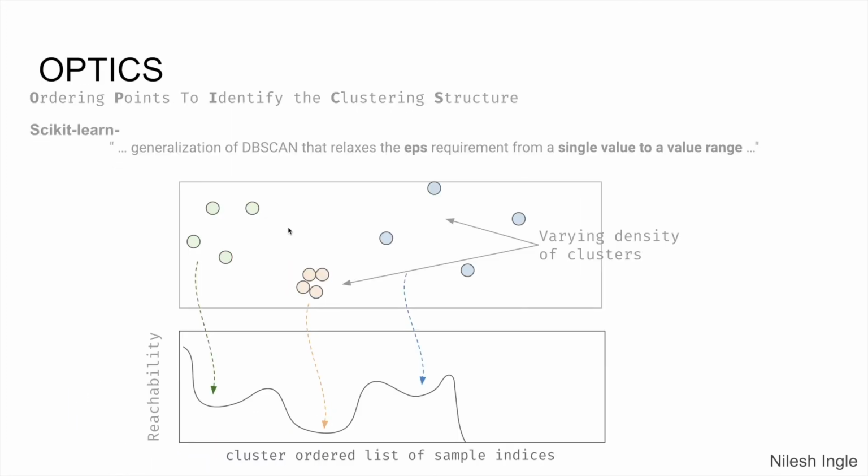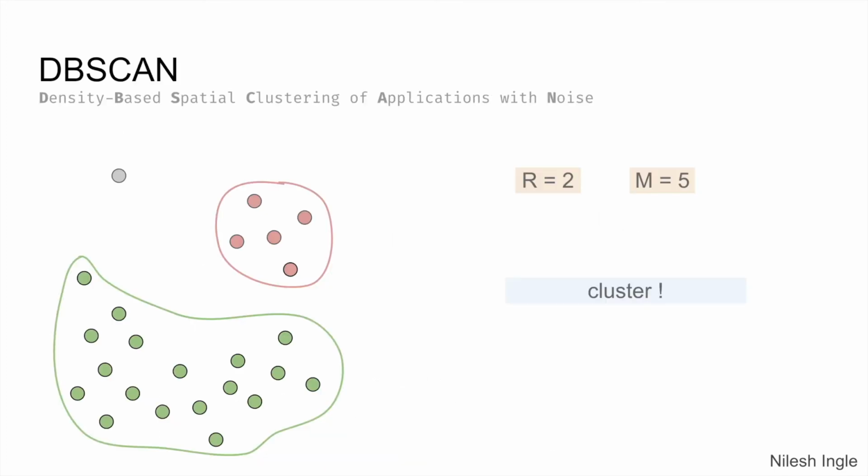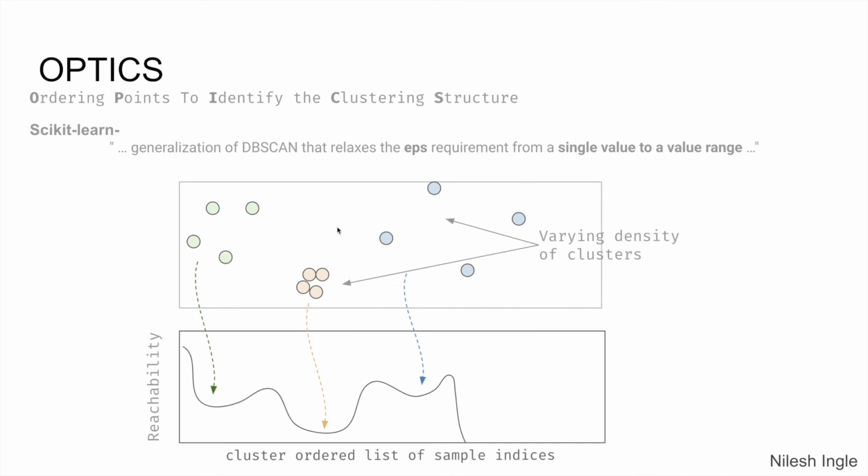Next is OPTICS, which is ordering points to identify the clustering structure. The authors of DBSCAN, I believe, were the same team who developed this algorithm, which could be thought of as a generalization of DBSCAN, where in DBSCAN we need to specify the epsilon, or the value of r, that is the radius of the circle. However, in this particular case, there is no need to do that.